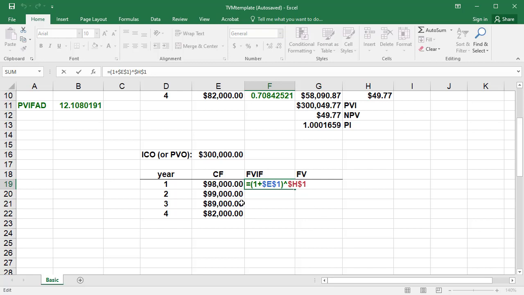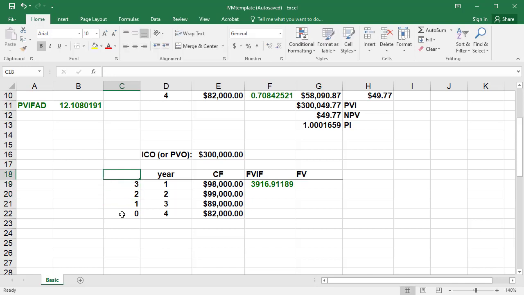This $89,000 payment is 1 year prior to that. This $99,000 payment is 2 years prior to that. So I'm going to put some reference numbers over here on the left, starting with 0, and then 1 year away, 2 years away, and 3 years away, respectively, because this $89,000 is 1 year away from year 4. This $99,000 is 2 years away from year 4. And the year 1 cash flow is 3 years away. So the exponent for this, I'm going to change from $1 to my reference numbers that I just put in.